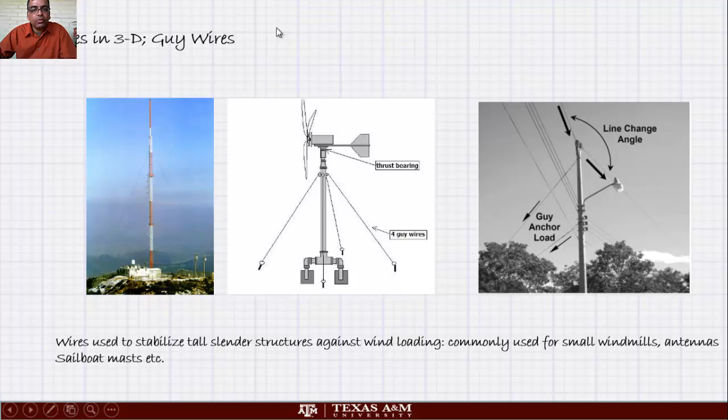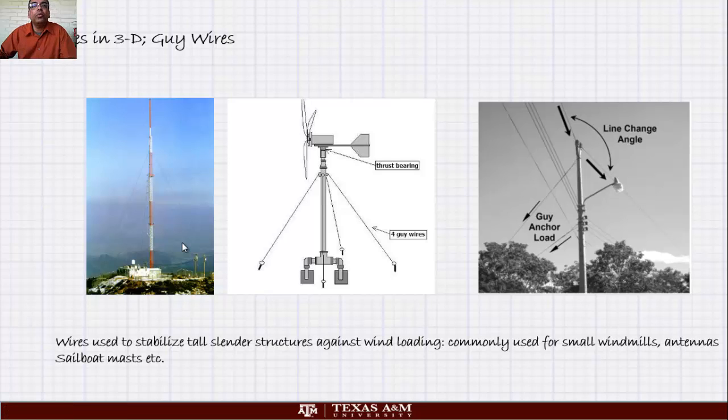We are going to talk about things which are called guy wires. Can you see this word, guy wires? A guy wire is actually a wire that is used for stabilizing tall structures. Can you see this tall antenna? And I'm hoping you can see these wires that come out of this antenna. It's used to stabilize these things.